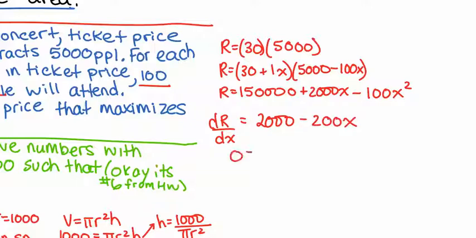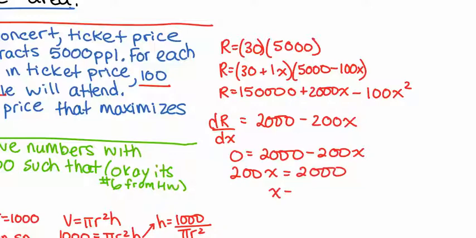Then if I set the derivative equal to 0, I'm just solving the easy ones. 200x equals 2,000, so x equals 10, which I think is saying that we want to increase the price by 10 bucks. So that means we want to charge 40 bucks a ticket, and we'll only have 4,000 people go, but that'll be 160,000 in revenue. Cool.